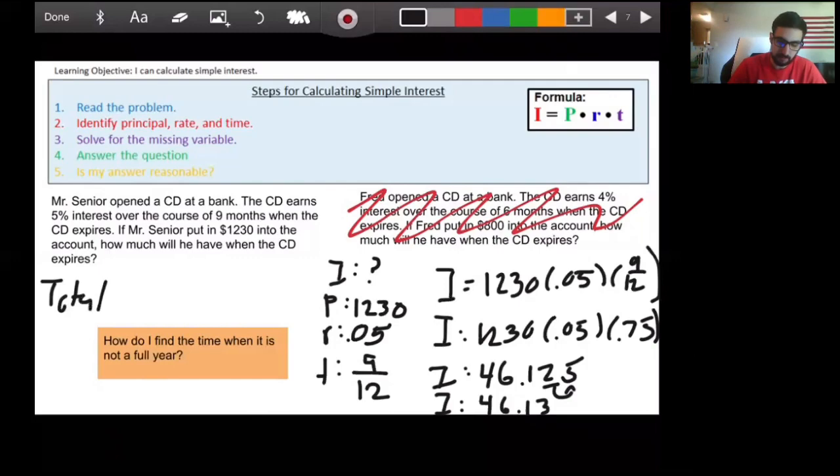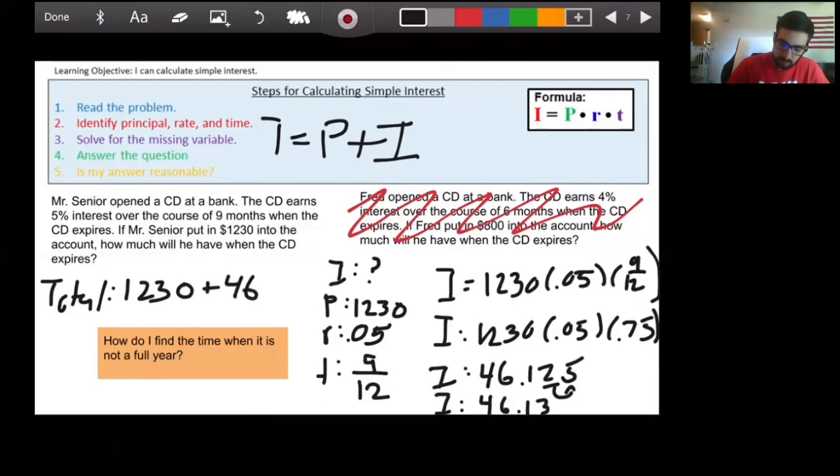So the next thing I need to do to find that total, I'm going to work back over here underneath the original problem. I'm going to take my principal amount, so your total is equal to your principal amount plus your interest. Principal amount of $1,230 plus $46.13 in interest. I'm going to add all of this up for a grand total of $1,276.13.